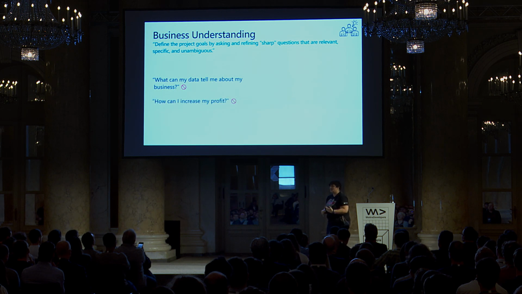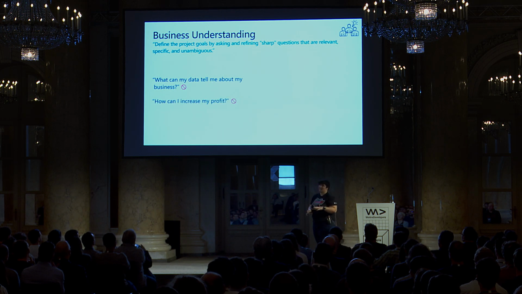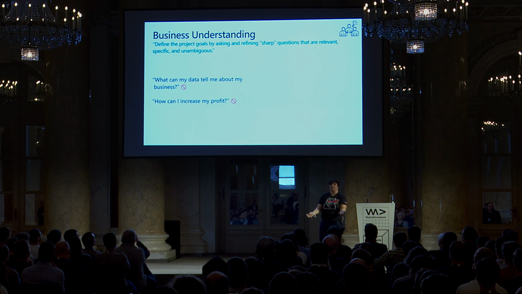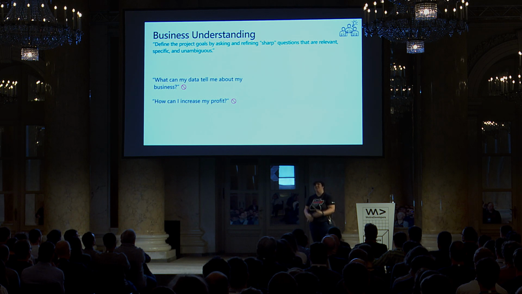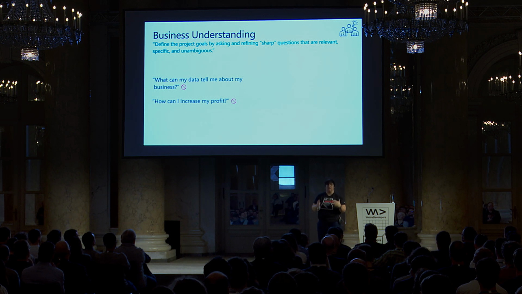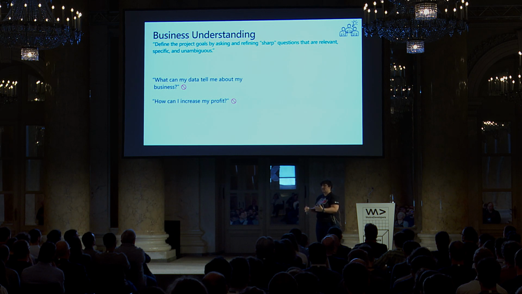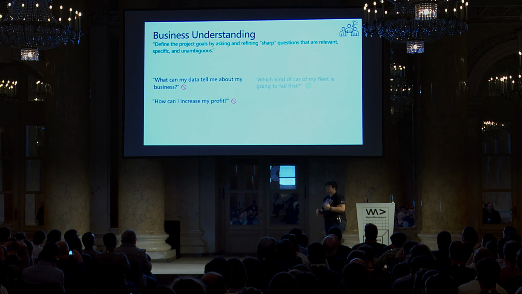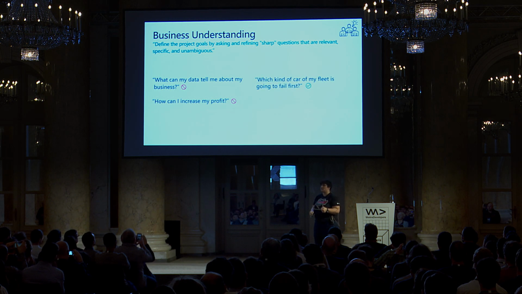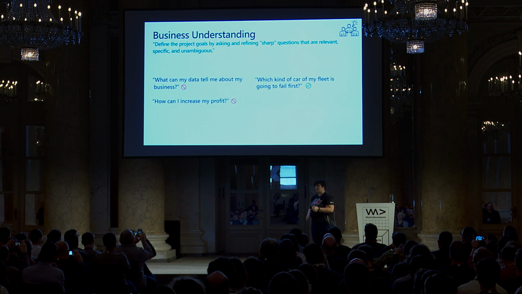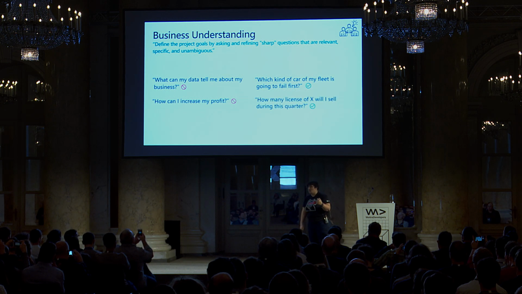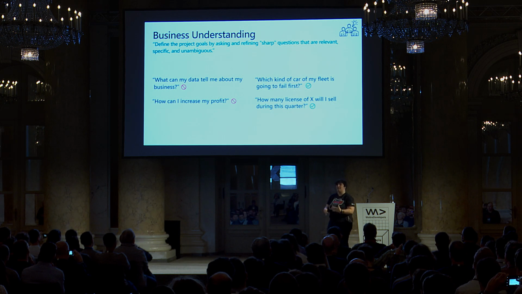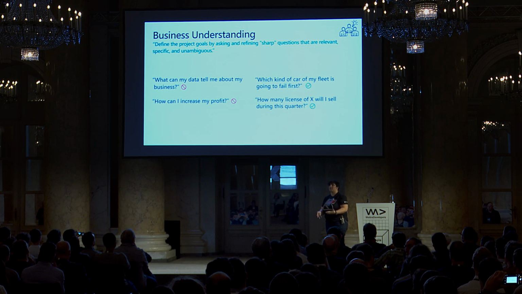Another question that doesn't make sense is, how can I increase my profit? And I can assure you that this is a question that I get a lot. So how can I increase my profit? I don't know. We can take a look at your data. We can think about it. But it's not a question that you can resolve with a data science process, okay? Specific and unambiguous questions are such as, which kind of car in my fleet is going to fail first, okay? Or another one can be, how many licenses of X will I sell during this quarter? These are very specific and unambiguous questions, and you can solve them with a process.